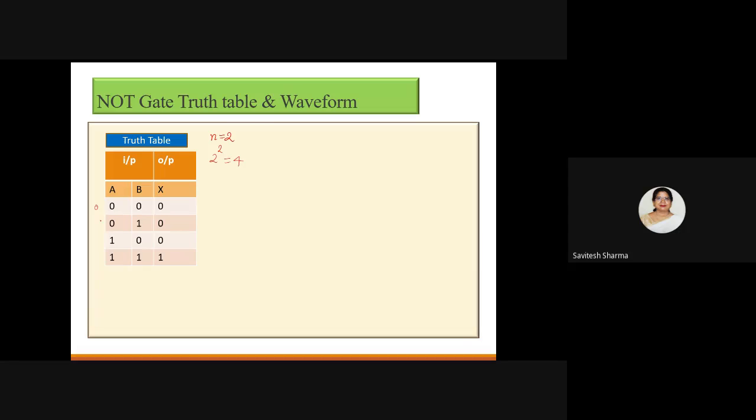So you can write these 4 combinations in sequence. Please don't forget that always in a truth table you will write combinations in a sequence. You cannot write randomly. Okay. So here I am first writing 0, 1, 2, 3. These are the decimal equivalents of these combinations. So this is my first combination 0, 0. The decimal equivalent is 0. 0, 1 decimal equivalent is 1. 1, 0 decimal equivalent 2, and 1, 1 decimal equivalent is 3. Okay. So please remember, you will write in sequence.